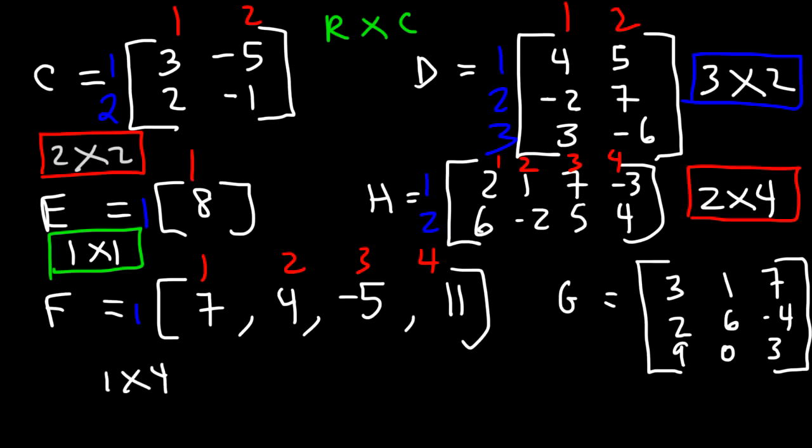And finally, the last one, G. That's another square matrix. As we can see, there's 3 rows and it has 3 columns. So that's a 3 by 3 matrix. So now you know how to determine the order of the matrix, and you also know how to identify the elements within a matrix. Now let's focus on adding matrices.